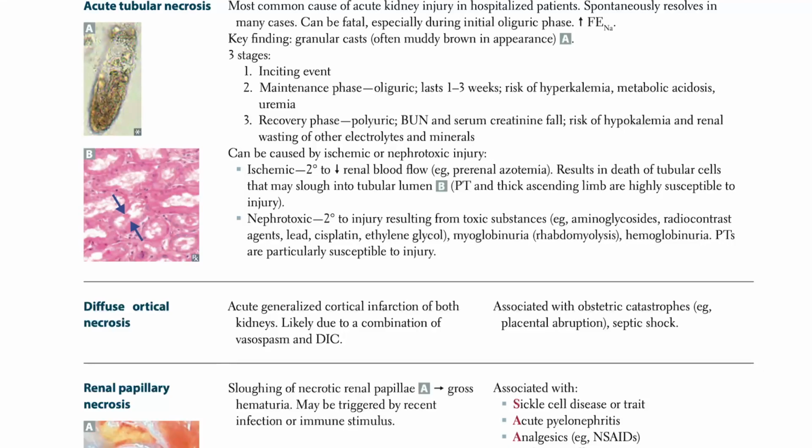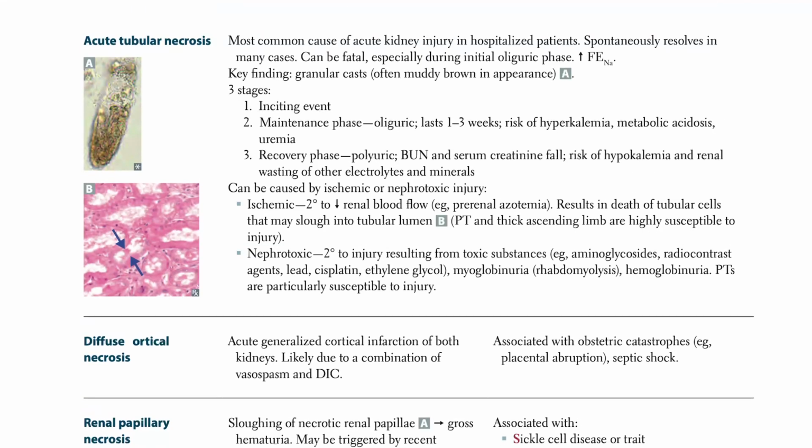All right, let's talk about ATN, acute tubular necrosis. Most common cause of kidney injury in hospitalized patients, spontaneously resolves in many cases, can be fatal, especially during the initial oliguric phase. Increase in FeNa, fractional excretion of sodium, and we did talk about it already being an intrinsic kidney problem in the AKI.